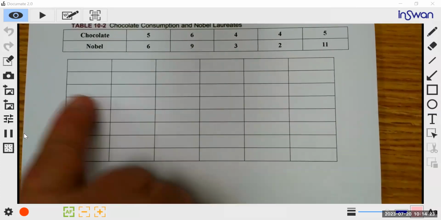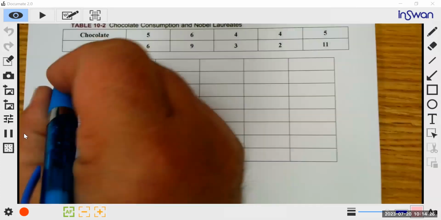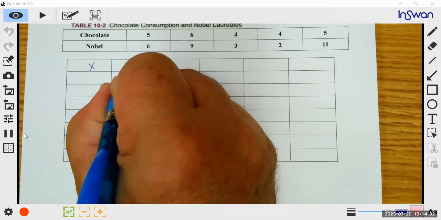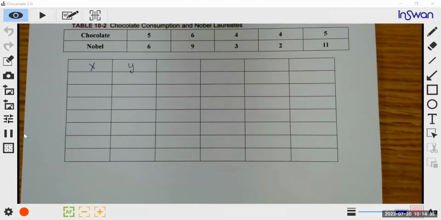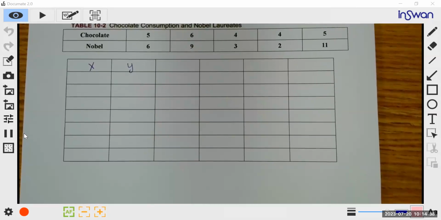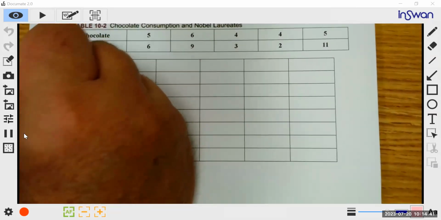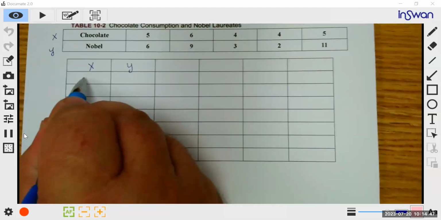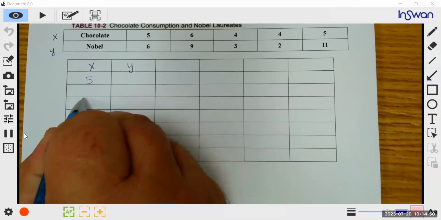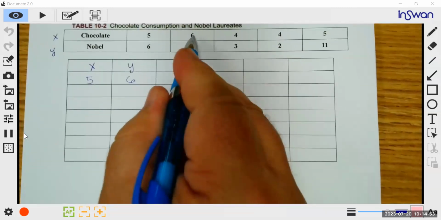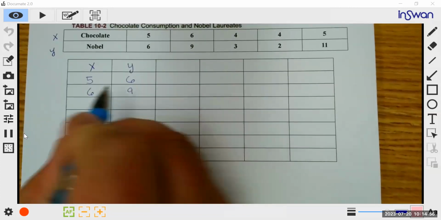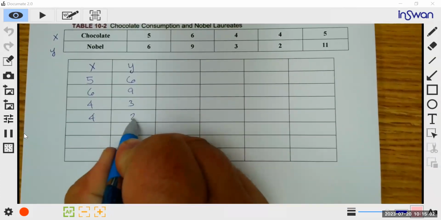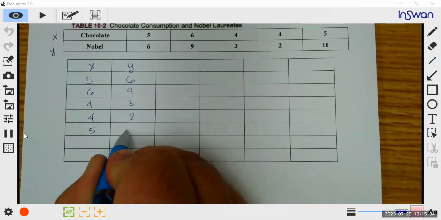So here we got this written down, and this little table down here. The first column is our X values. The second column is our Y values. So we have to decide the top ones are X, the bottom ones are Y. So we'll put the values in there. We had 5, 6, 6, 9, 4, 3, 4, 2, 5, 11.